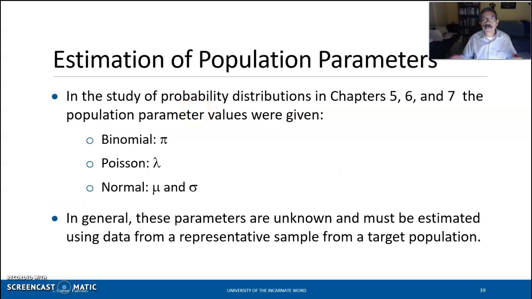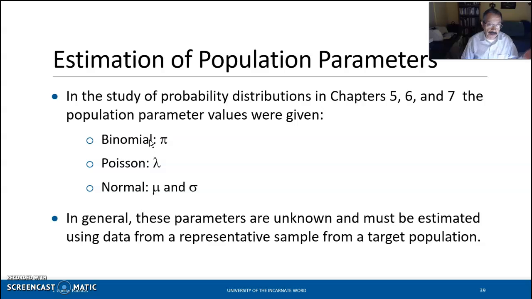Up to this point, we have calculated probabilities using discrete probability distributions in chapter 5, then the normal distribution in chapters 6 and 7. Of course, in 7, we're using the sampling distribution, but it was still a normal distribution. But if you recall, in every case, we were given the parameters of those probability distributions.